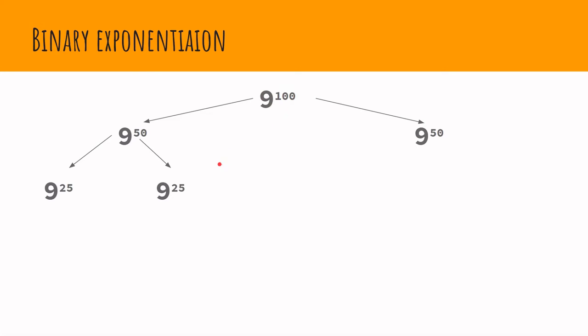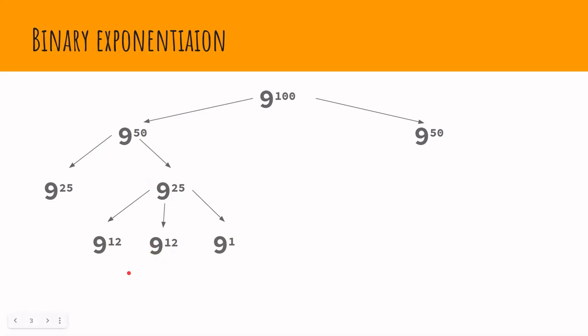Now can we further reduce it? Can we further break 9 to the power 25? Yes, of course, we can. But this time we are not going to break it into two parts, but into three parts: 9 to the power 12, 9 to the power 12, and 9 to the power 1. So 9 to the power 12 into 9 to the power 12 into 9 to the power 1 gives me 9 to the power 25.